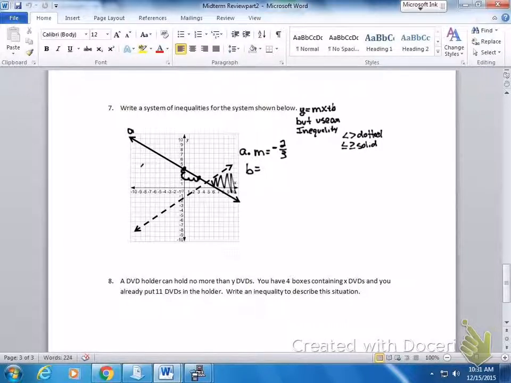The b is the y-intercept. It crosses right here at positive 4. So to write my equation, I write y equals, leave some space, my m is negative 2/3 times x, my b is plus 4.